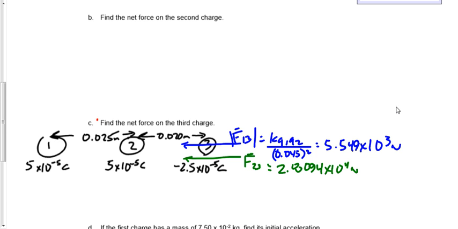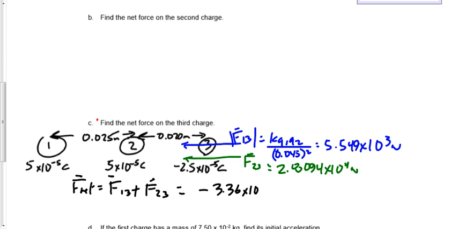All right, so we do our physics 20 thing. Say F net is equal to the sum of the forces. We'll say F13 plus F23. We add those up. What should we do for both of these? Both to the left, so I'd make them both negative. Add these up, make them both negative. We get a value of negative 3.36 times 10 to the 4 newtons. What you really got to watch out for is if one is right, one is left. One is positive, one is negative.